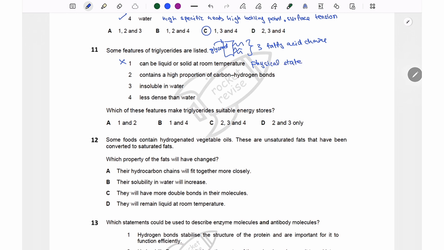It contains a high proportion of carbon-hydrogen atoms, so yeah, because this is where energy is stored. Carbon-hydrogen bonds are important. Insoluble in water is obviously directly related to how it's a good energy store, because then it would not be affected by osmotic potential. Less dense than water, that's not related to this, because this is more related to buoyancy.